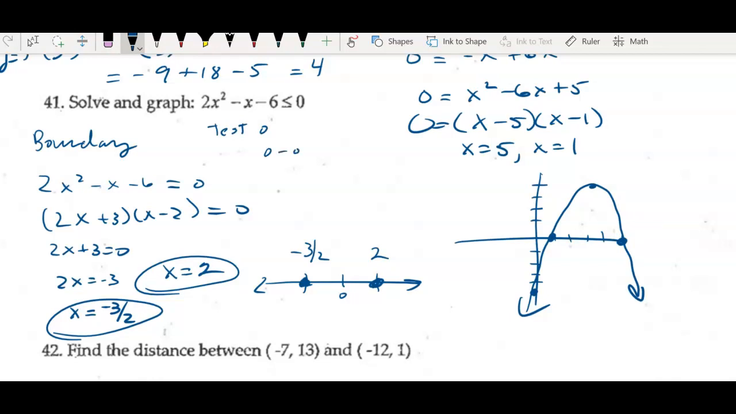I get 0, minus 0, minus 6. Check. So that means this area is definitely shaded. You can go ahead and test, say, 3. You can test negative 4. You can test these other points, and you're going to quickly see that they do not work. So that's what my graph looks like.